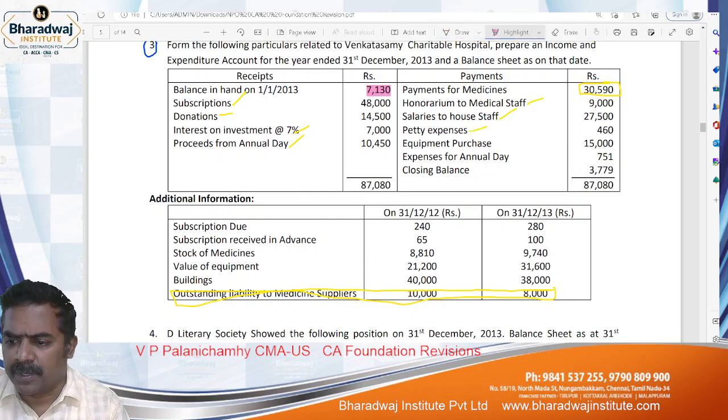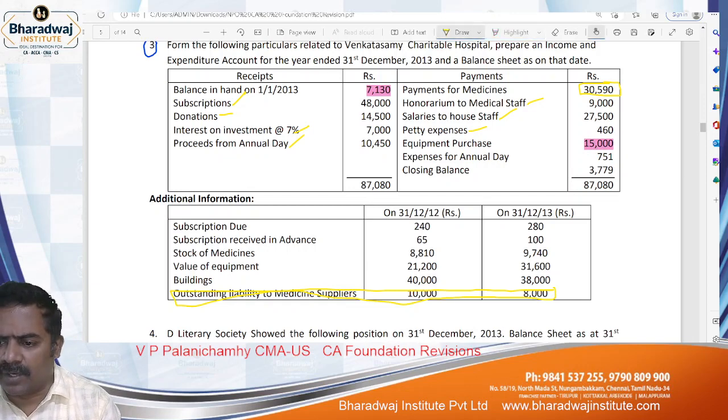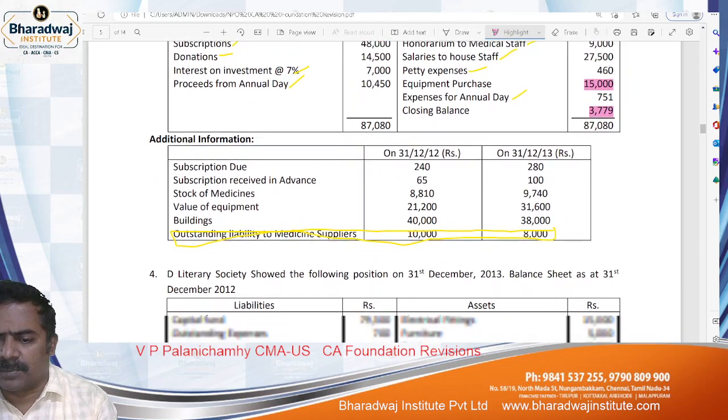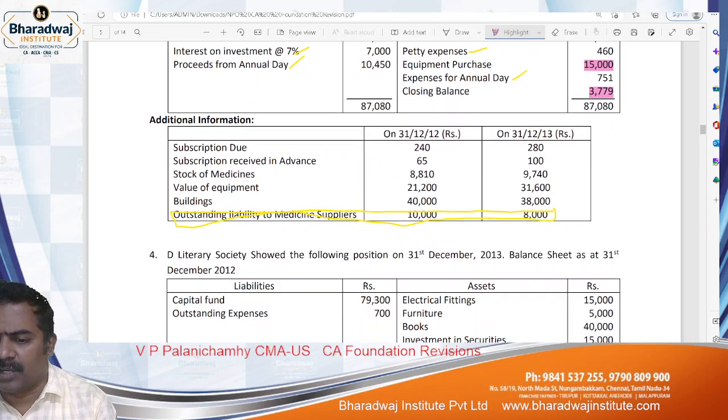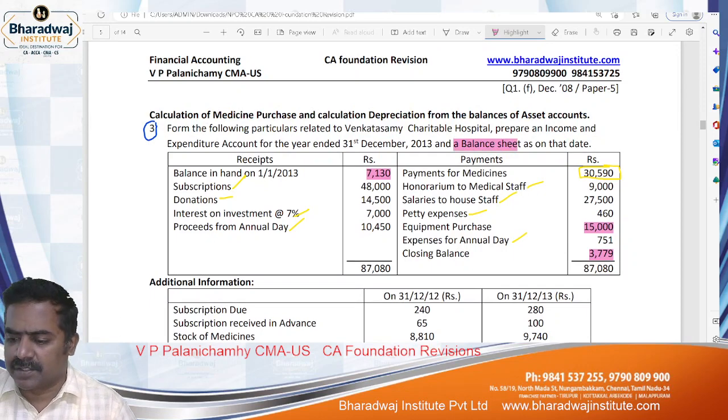Next, equipment purchased. Is it an expense or an asset? Asset. Expense on annual day is an expense. Closing balance of cash is an asset. Then they have given the opening and closing balances of subscription, stock of medicine, value of equipment, building. Then the liability for medicine is given. Since they are asking you to prepare a balance sheet, first let us do the opening balance sheet. Which one do you have to do first? Opening balance sheet. Start.